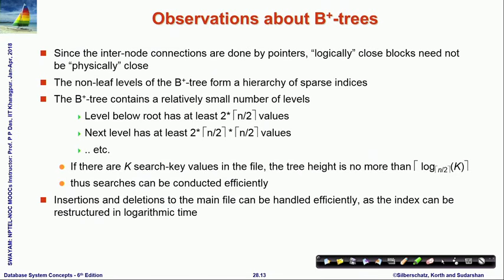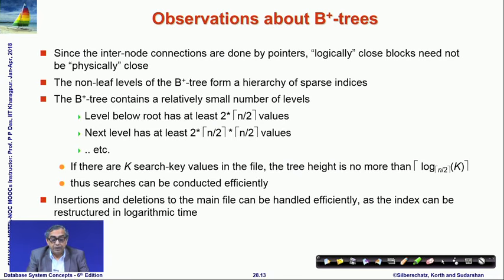Since the internode connections are done by pointers, logically close blocks are not physically close. That is a key observation about the B+ tree. Two nodes whose records are logically close may not actually be physically close, because the pointers actually define the closeness in terms of the ordering of the values. So, a B+ tree contains a relatively small number of levels.